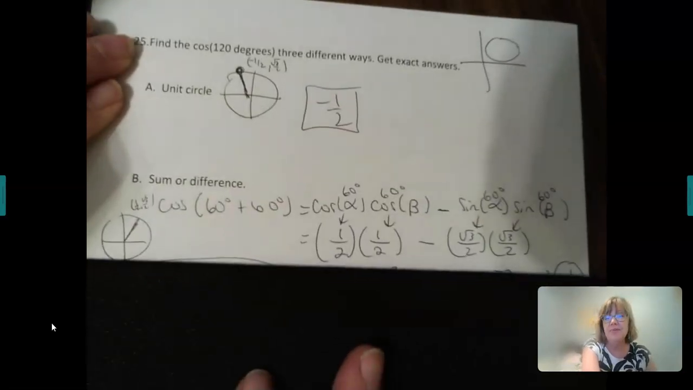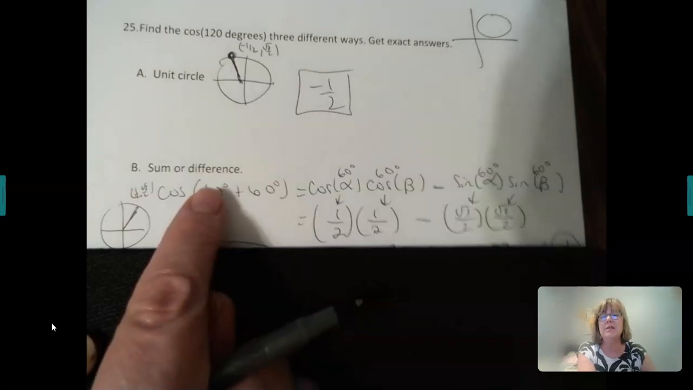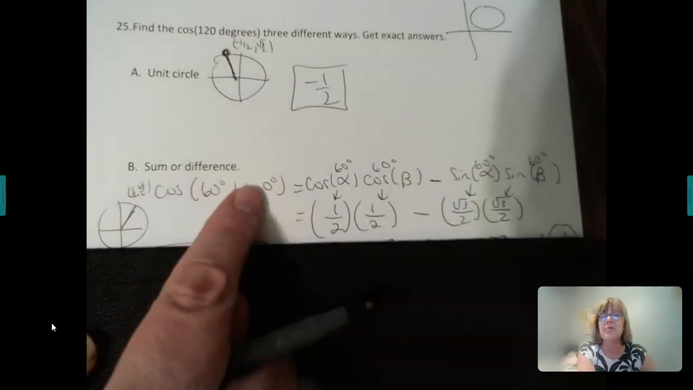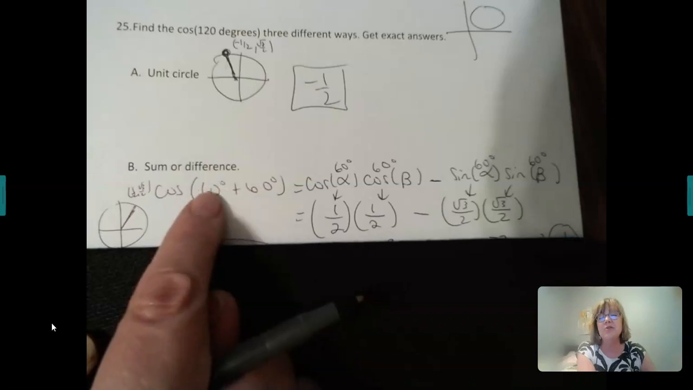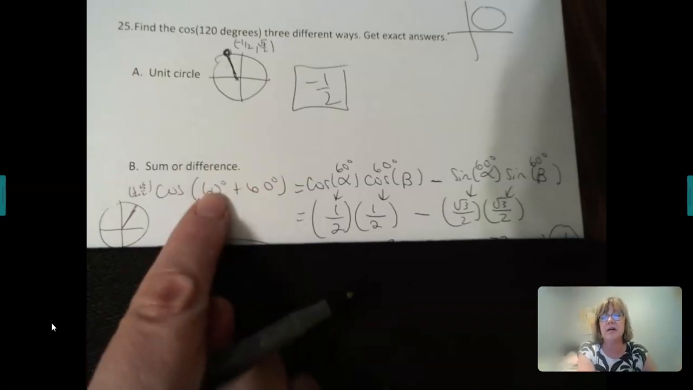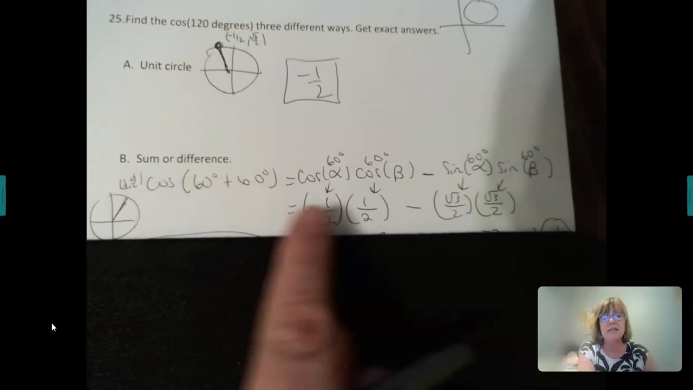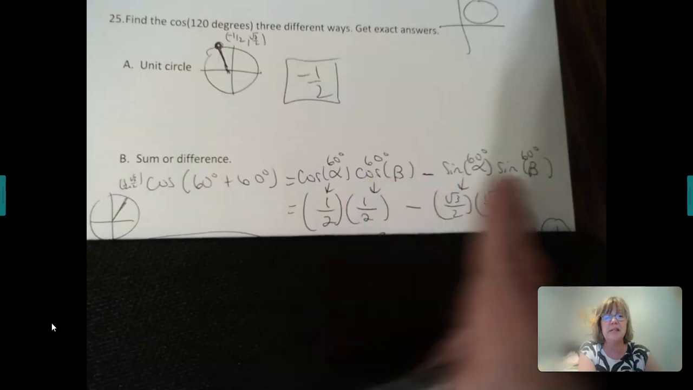All right, here. What would happen if you wanted to do sum or difference? Now, you could do what adds up. 90 and 30 would work. 180 minus 60, there's other options. I just did cosine of alpha plus beta, all right, because I'm in quadrant 1. That made it kind of easy. So it's cosine, cosine, sine, sine.